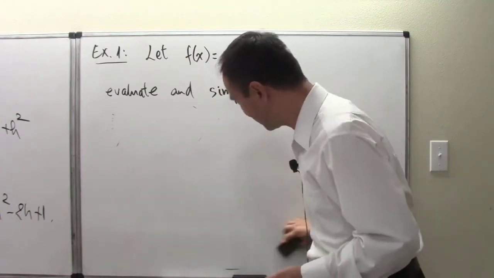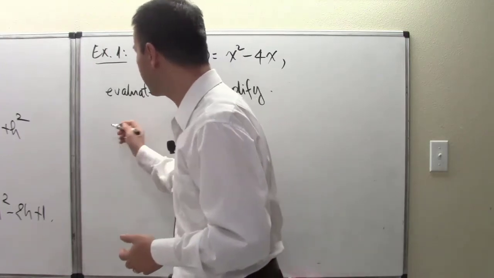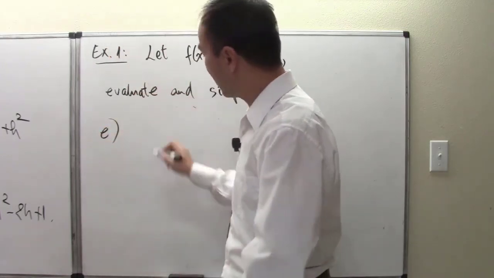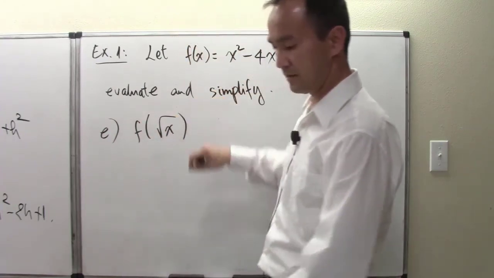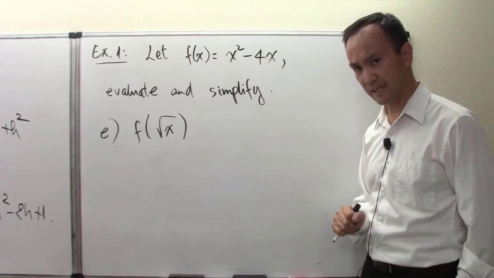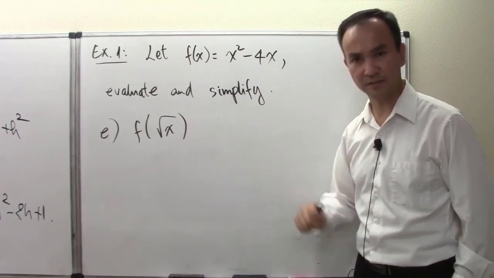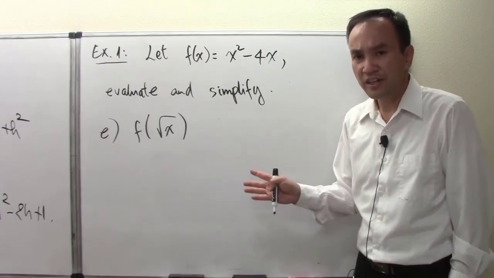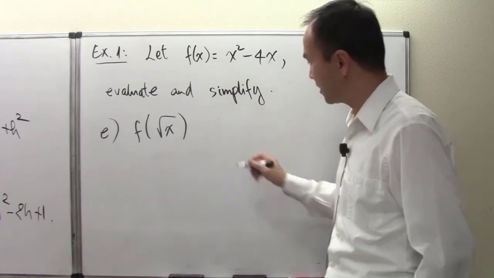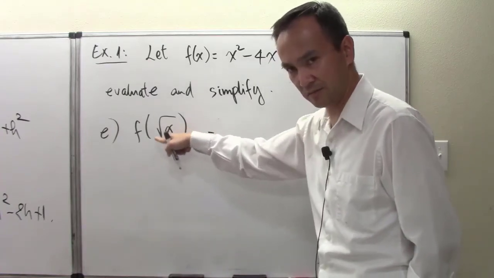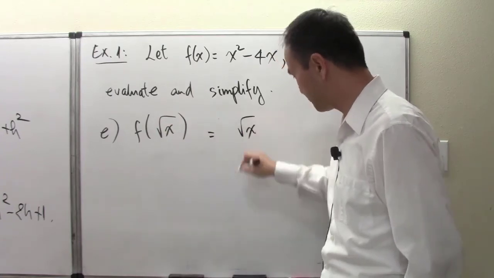Okay, so now let's look at part E of the example. How about f of square root of x? The input this time is the expression square root of x. Let's not be too worried about what kind of expression it looks like, but the first thing is that the input now is given as square root of x. That's the input.